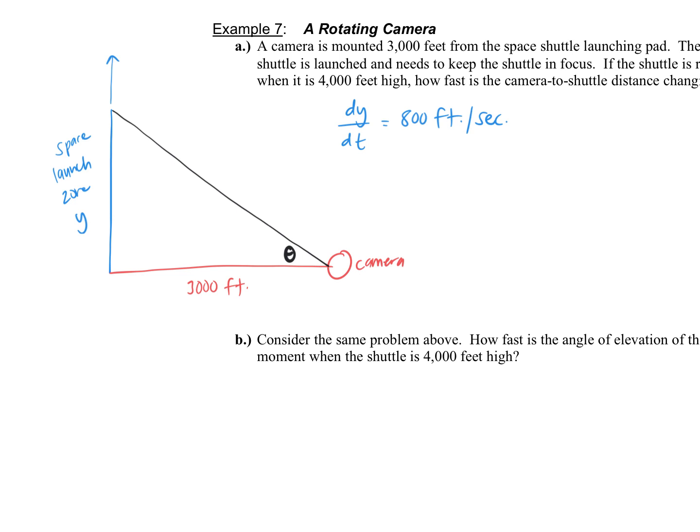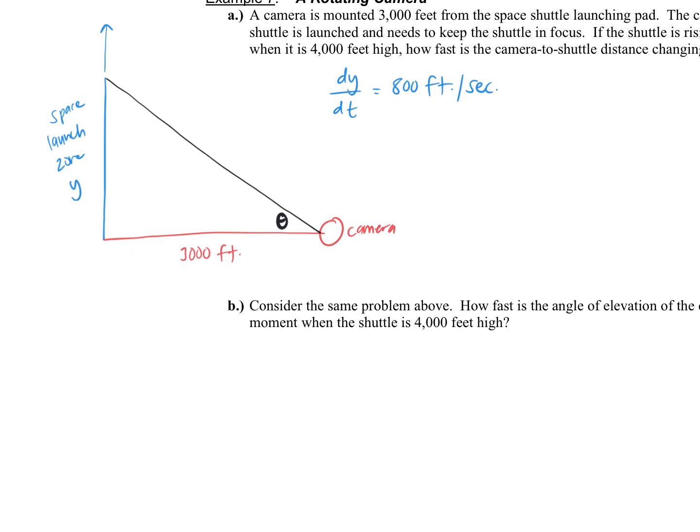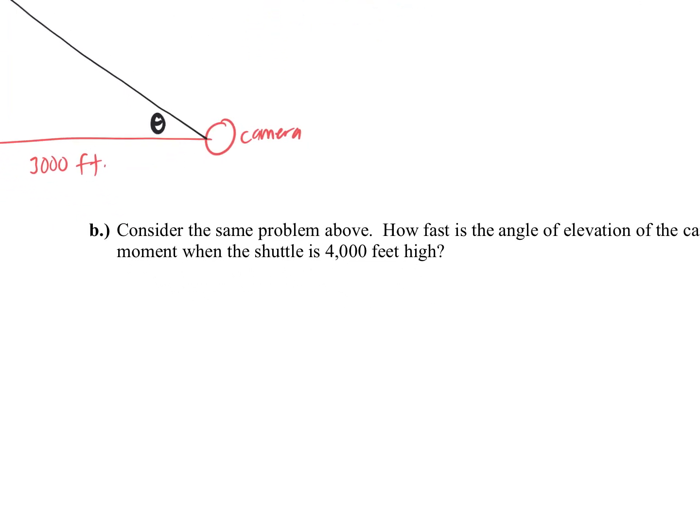Okay, so I'm still going to use dy/dt is equal to 800 feet per second. But how do I relate two side lengths and an angle? What do I have to use? Trigonometry, right? Specifically in this case, we're going to have to use tangent. So tangent of theta is equal to, we can't plug in our values yet, y divided by our adjacent side length, which is 3,000. Okay, so that is my equation.